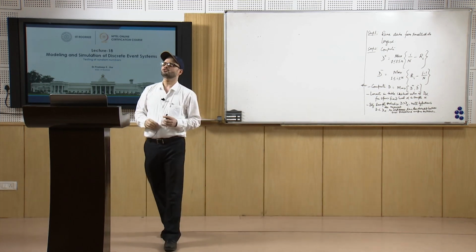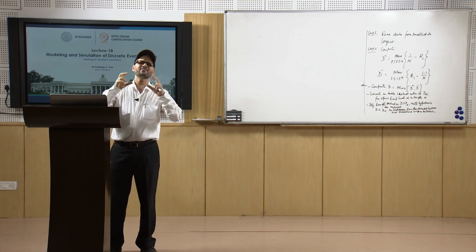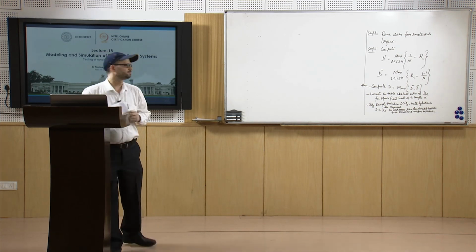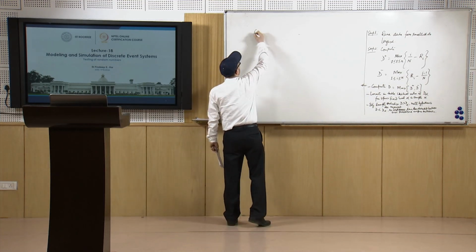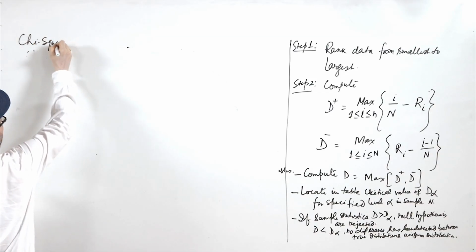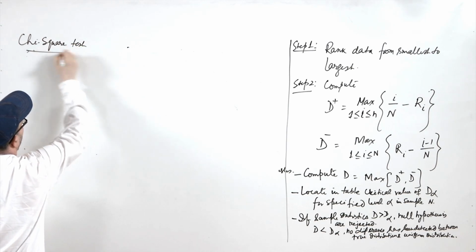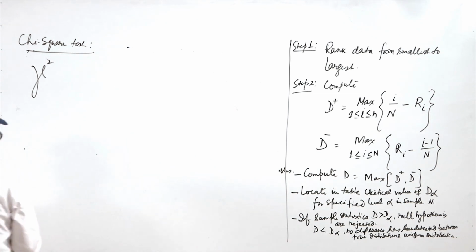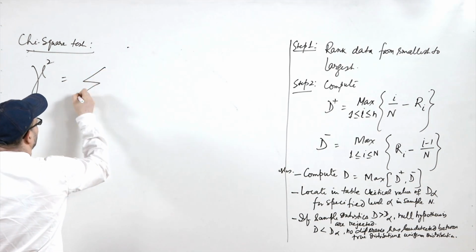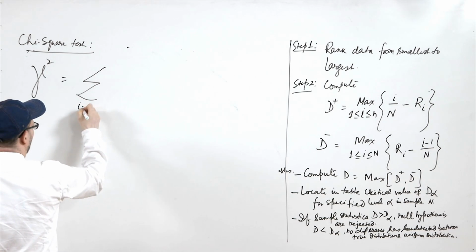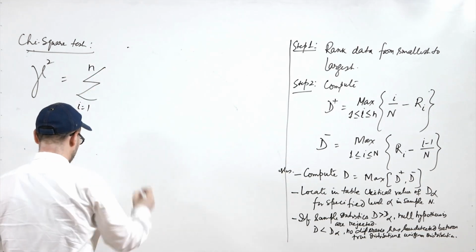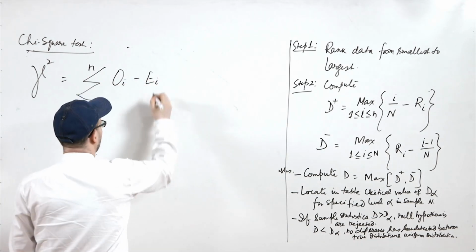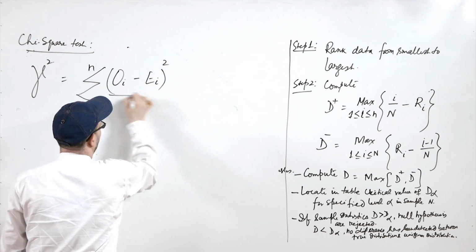In the chi-square test, you have a parameter chi-square. So, this chi-square is defined as the summation of i equal to 1 to n of (Oi minus Ei) squared upon Ei.